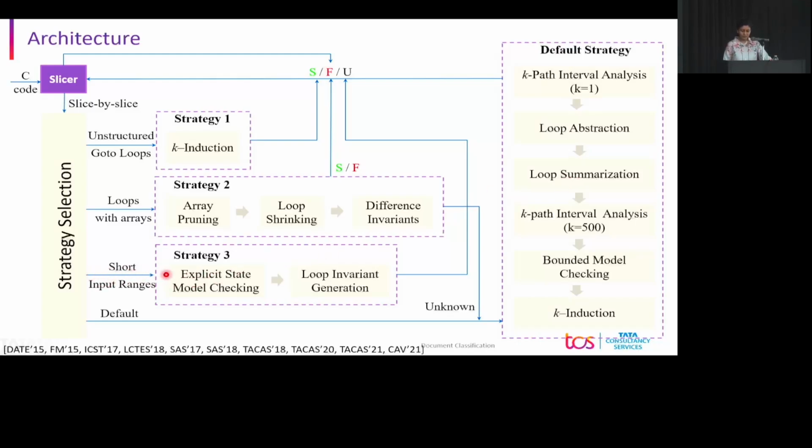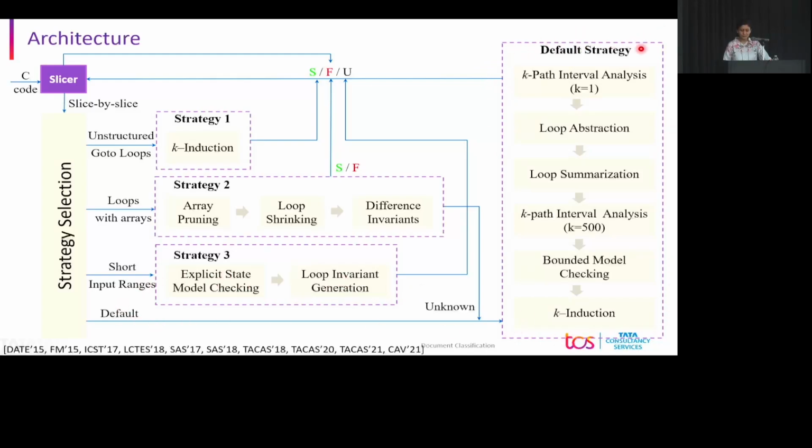Then, as we saw earlier, for programs with short input ranges, we apply explicit state model checking and loop invariant generation. There are two loop invariant generation techniques here. One uses test data generation for finding invariants, and the second does invariant generation from program syntax. This is the strategy that we use for short input ranges. And finally, the default strategy.